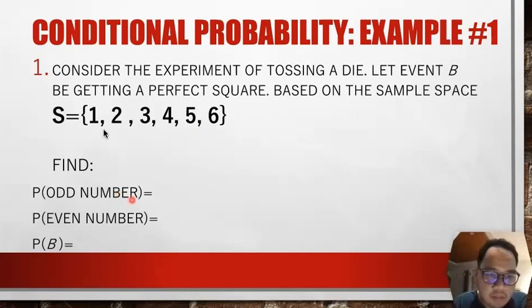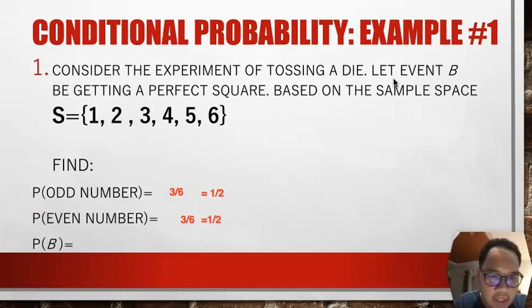So the probability of getting an odd number is 3/6. I'm going to type it down: 3/6, that's for odd numbers. The probability of even numbers is, we also have 3 even numbers, so 3/6. Of course, for probabilities, as much as possible, we will simplify them into 1/2. This one will also be 1/2. So that's the answer for odd and even numbers.